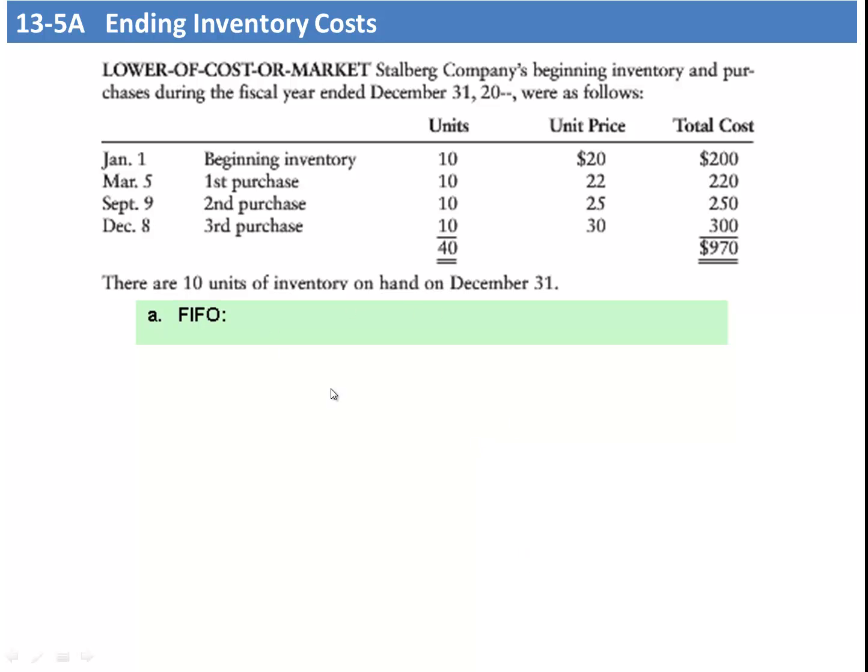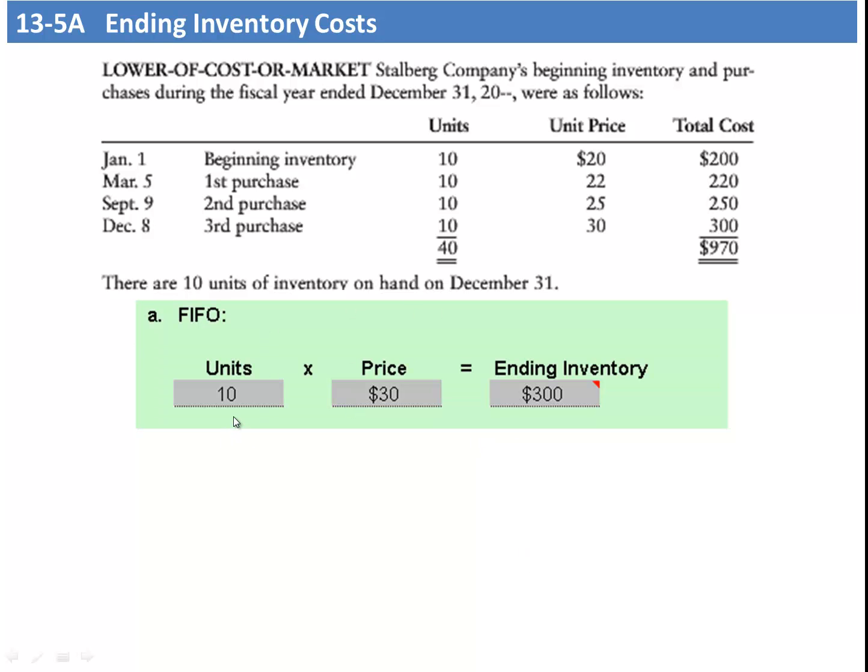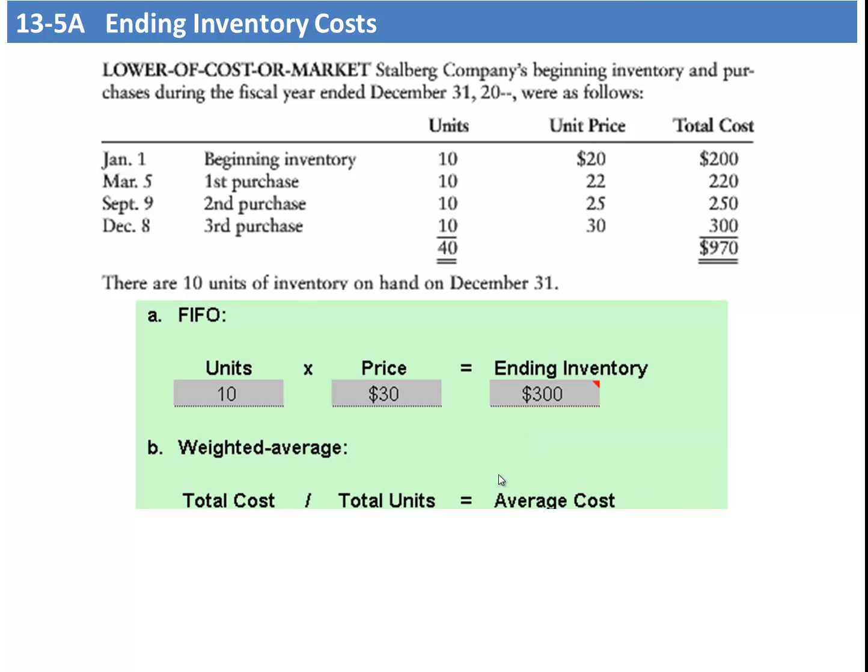So in calculating the FIFO, I'm going to take those 10 units times their cost of $30. And that gives us $300. So that's the FIFO method. Our ending inventory, we have 10 units left for a total of $300. Then we're going to look at the weighted average method.